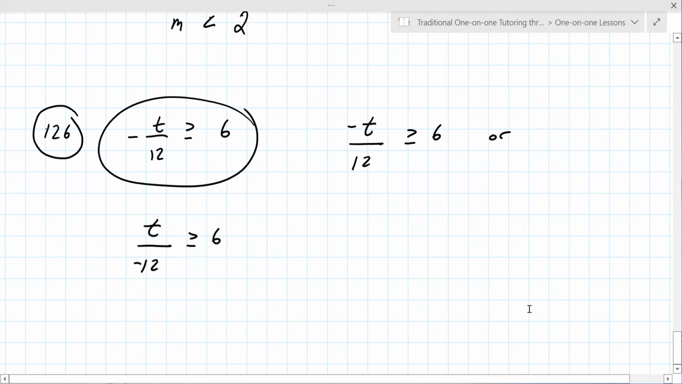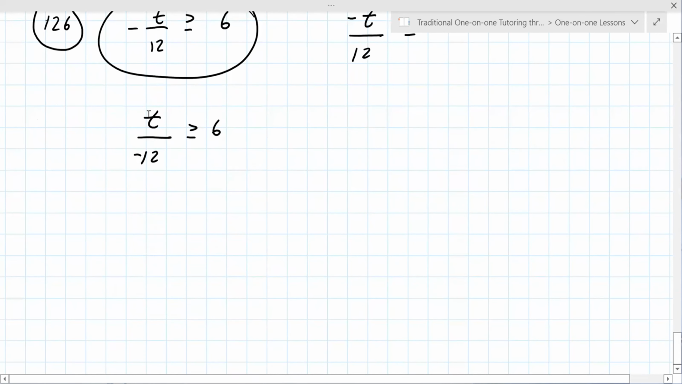My question to you, just like before, is what is keeping t from being by itself? What is going on with this fraction bar and this negative 12? It's dividing. Dividing by negative 12. So how do you undo division? You multiply by negative 12 on both sides. Okay.